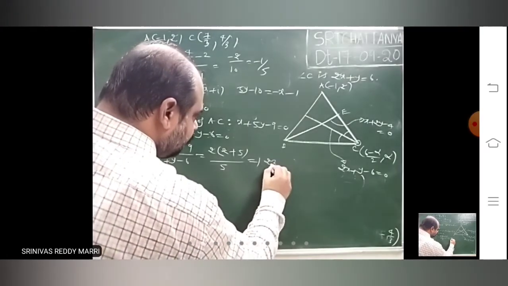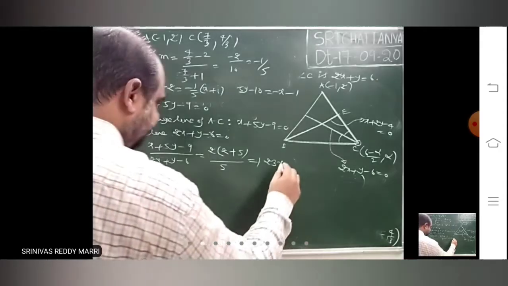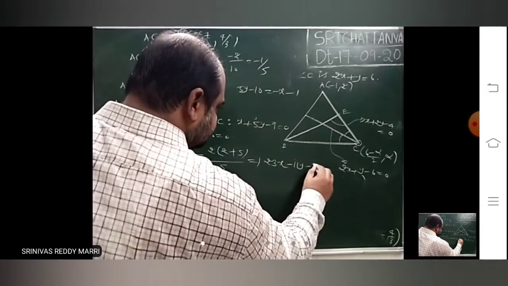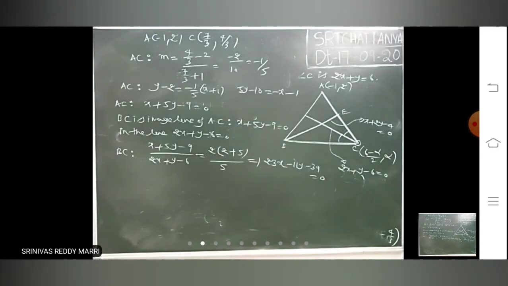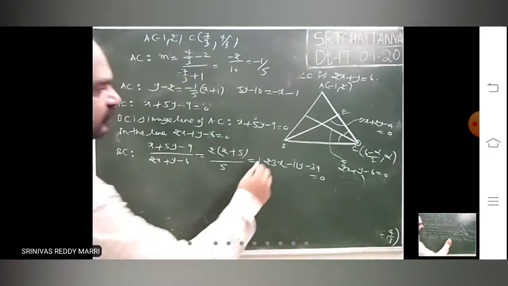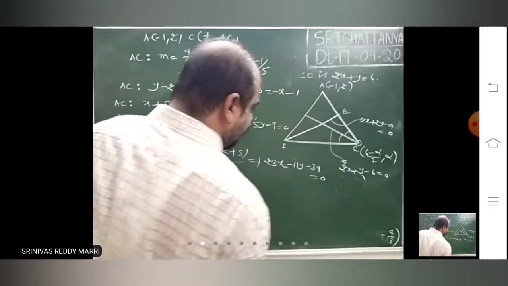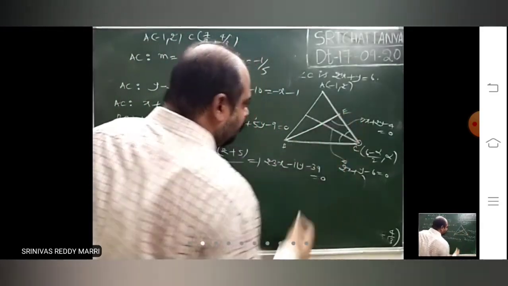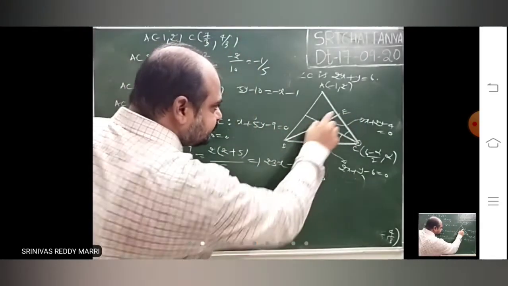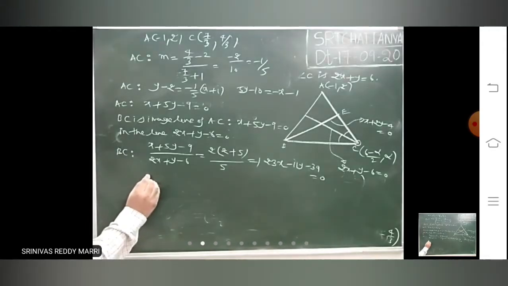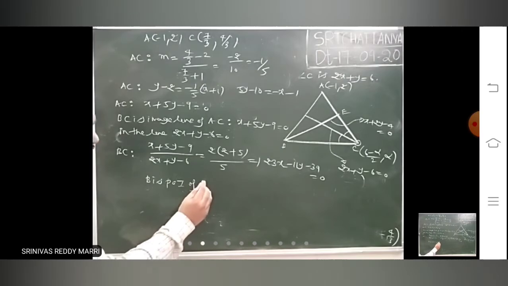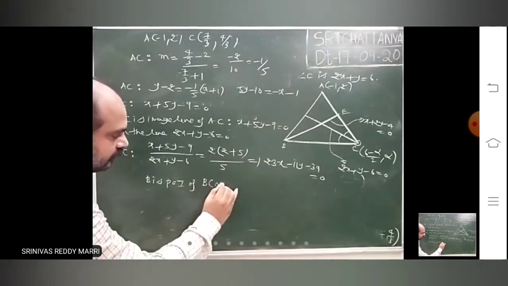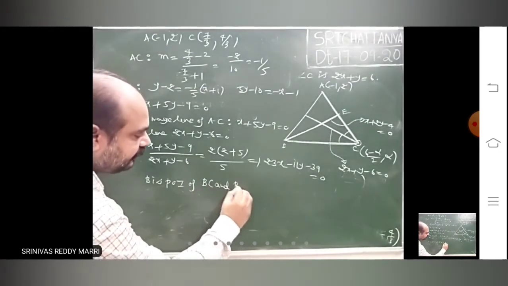Check out 23x. Check out this. You will get the BC line, you know it now. BE line you know. So this is BC, this is BE. So B is the point of intersection of BC and BE.